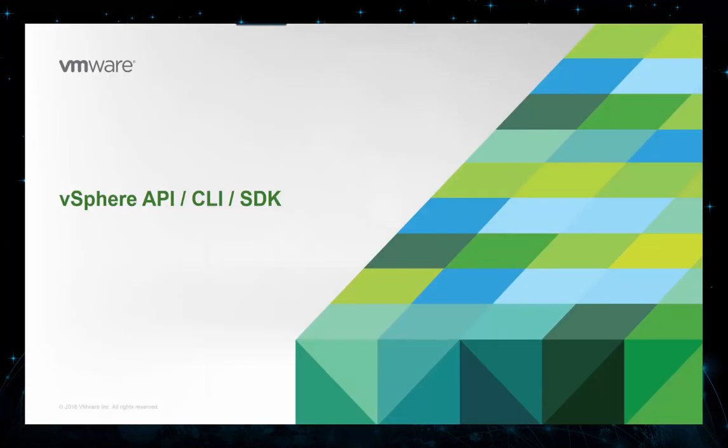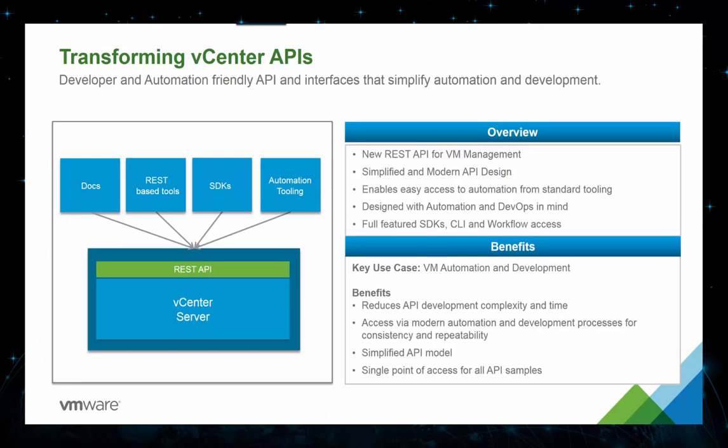So now we're going to talk a little bit about the vSphere APIs, the CLI command line tool, and the SDK. So we've made some improvements to our vCenter API. There's a new REST API to do VM management. This is a more simplified and modern API design that most organizations are using when developing applications for automation as well as DevOps. It provides full-feature SDKs, CLI, and workflow access. It makes it easier for third-party vendors to write APIs to plug into and manage vSphere now.